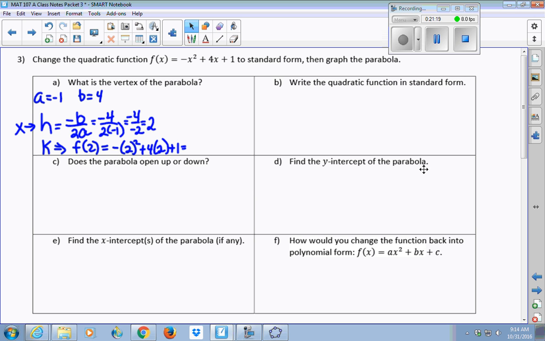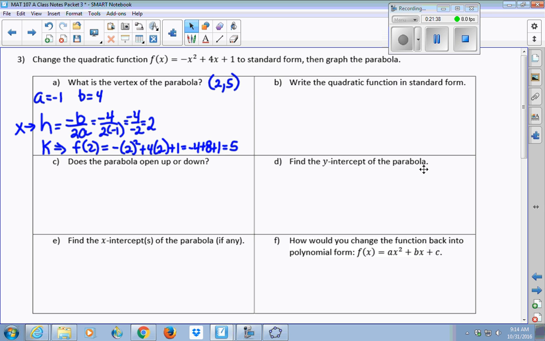So what does that give us? Negative 4 plus 8 plus 1, which is 5. So that tells us the vertex of this parabola is (2, 5).